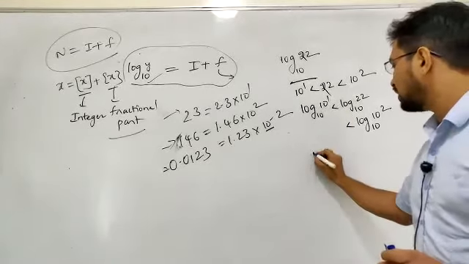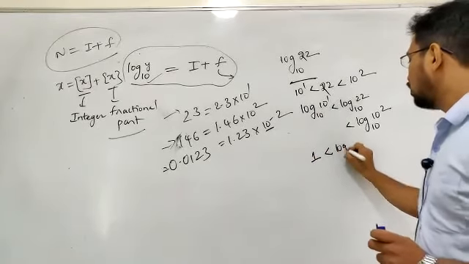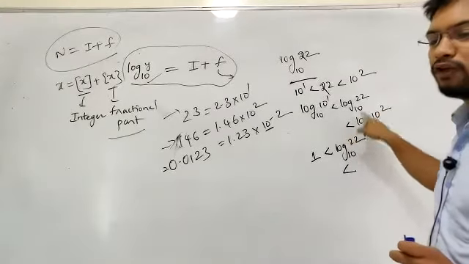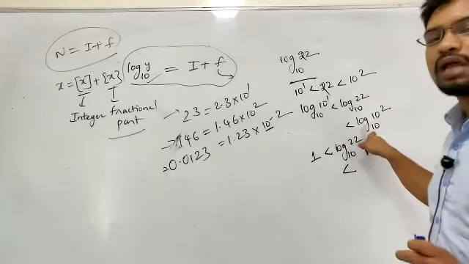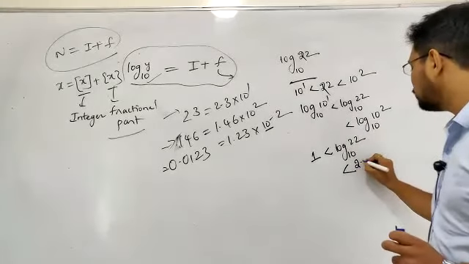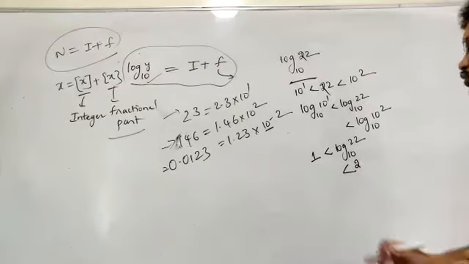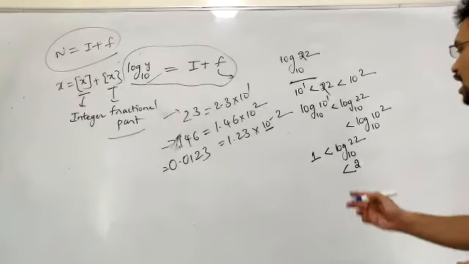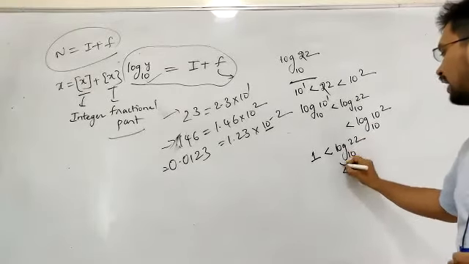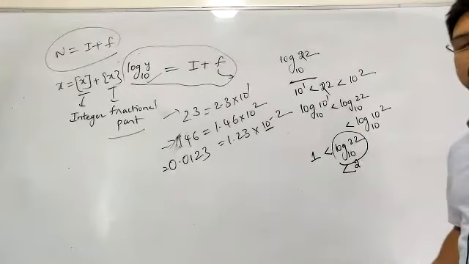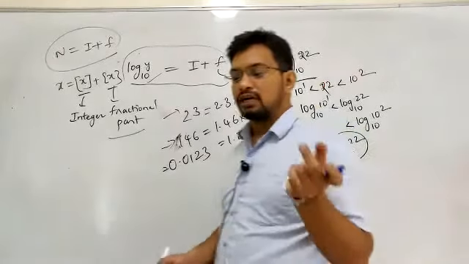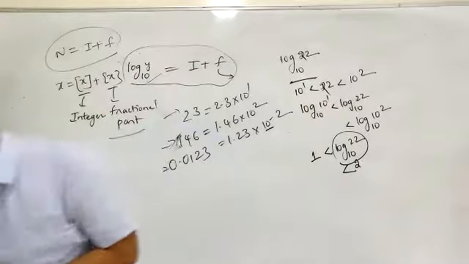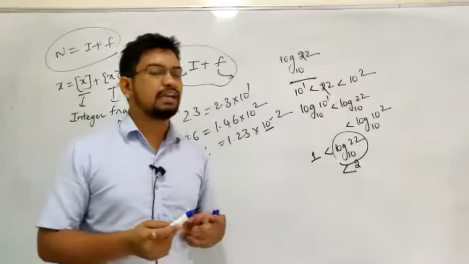So this value is 1 is less than log of 22 to the base 10 is less than 2 times log 10 to the base 10. This is 2 times log 10 to the base 10, which is again 1, so this value is 2. So whatever I'm getting, this log 22 to the base 10 value is absolutely lying between 1 and 2.